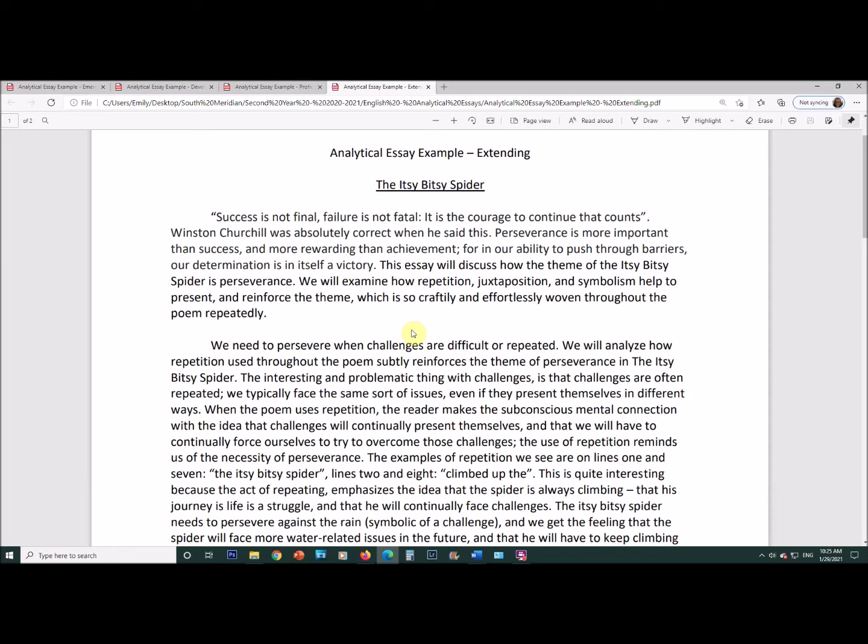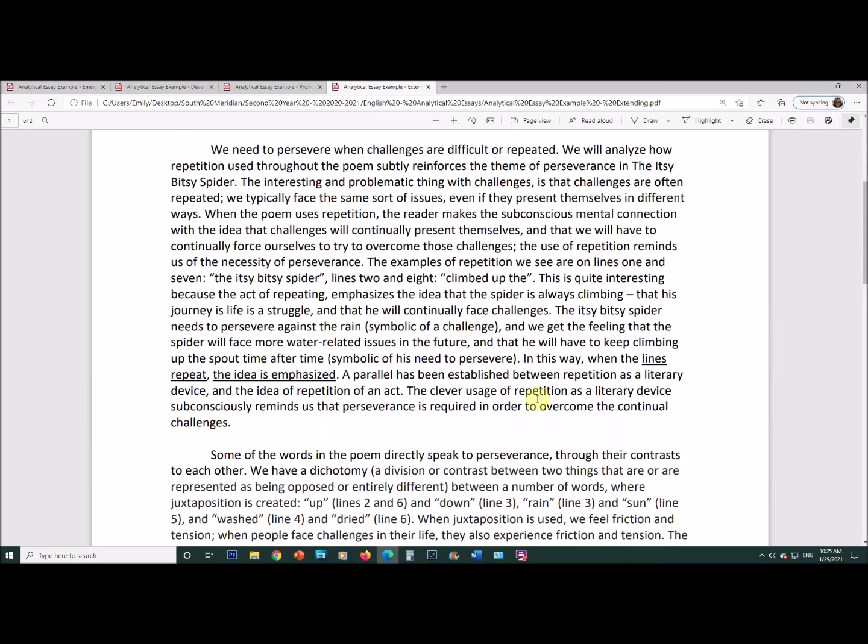This essay will discuss how the theme of the Itsy Bitsy Spider is perseverance. We will examine how repetition, juxtaposition, and symbolism help to present and reinforce the theme, which is so craftily and effortlessly woven throughout the poem repeatedly. We need to persevere when challenges are difficult or repeated. We will analyze how repetition used throughout the poem subtly reinforces the theme of perseverance in the Itsy Bitsy Spider.